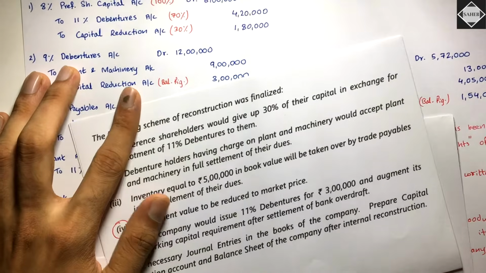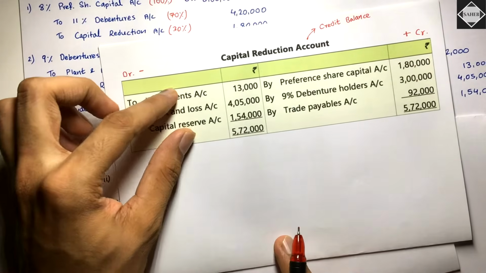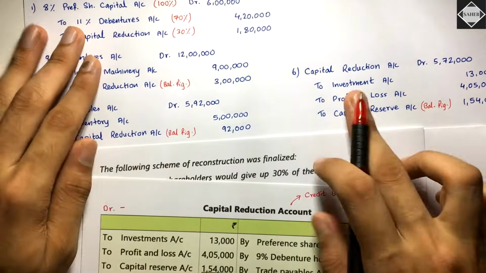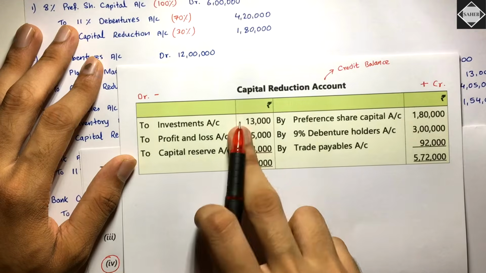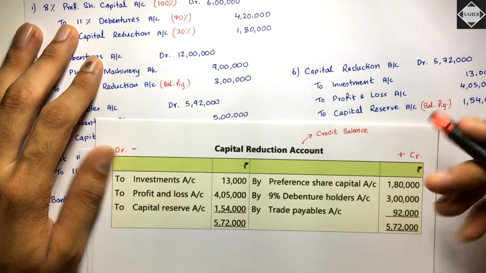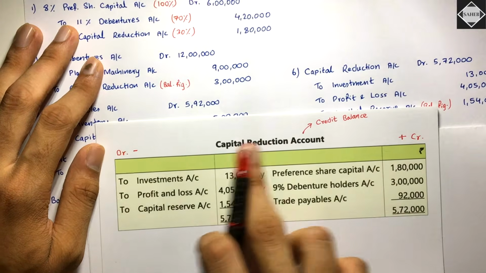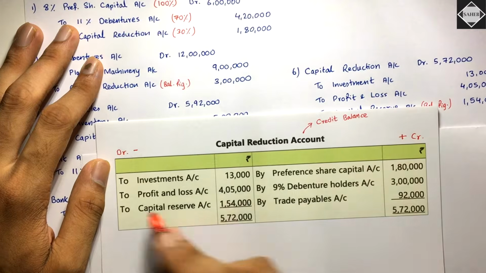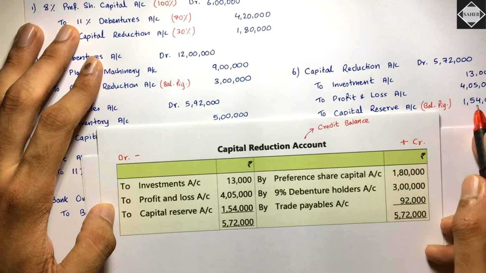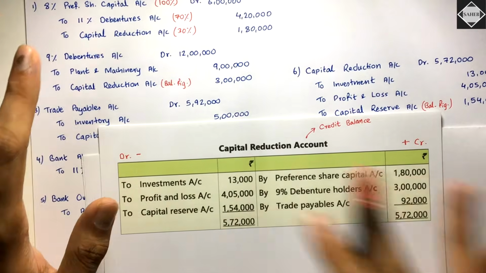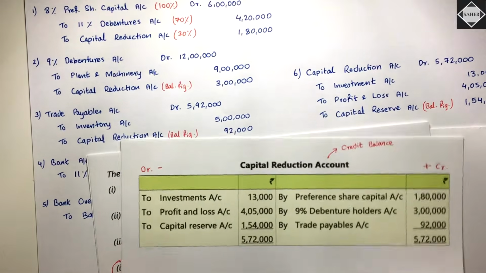Where is capital reduction account? See here, these were the gains and then these were the losses written off. You can see investment, profit and loss, capital reserve, everything is there over here. 13,000, 4,05,000, 1,54,000. Here what's happening, capital reduction account is getting debited by 5,72,000. Capital reduction account is getting debited because of what? Because of investment 13,000, because of profit and loss 4,05,000, because of capital reserve for 1,54,000. Is that clear? This is how you have to do it. Capital reduction account, really simple and straightforward. All right, easy, right? Yes.